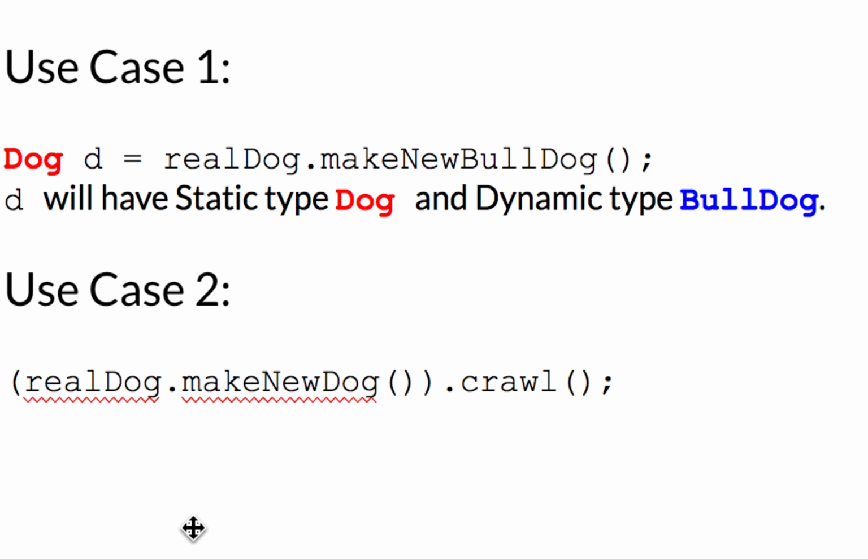Okay, so realDog.makeNewDog().crawl. I'm not assigning the result to any variable. Essentially, what is the static type of that expression, the thing you see in red because it thinks I've made spelling mistakes? That entire chunk, what is its static type? What do you think? I hear Dog. Why do you guys think it's Dog? Somebody, just be brave. So I'm making a new dog.